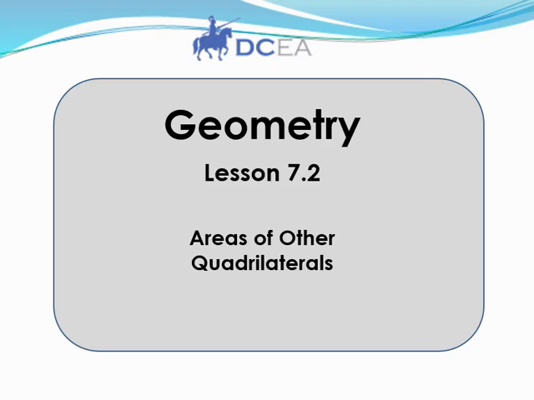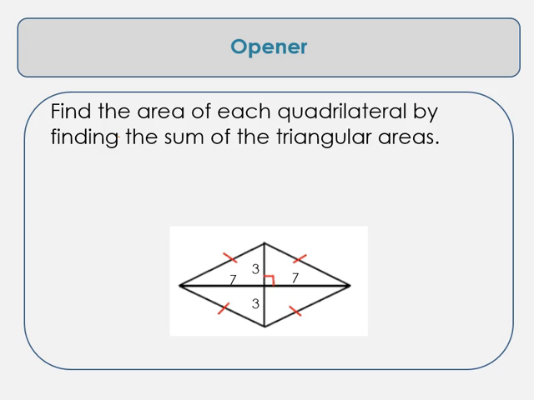Geometry, Lesson 7.2, we'll be talking about areas of other quadrilaterals. We're going to do a couple of opener problems just to get us acquainted with some of the things we've already learned and how to use them. Find the area of each quadrilateral by finding the sum of the triangular areas.